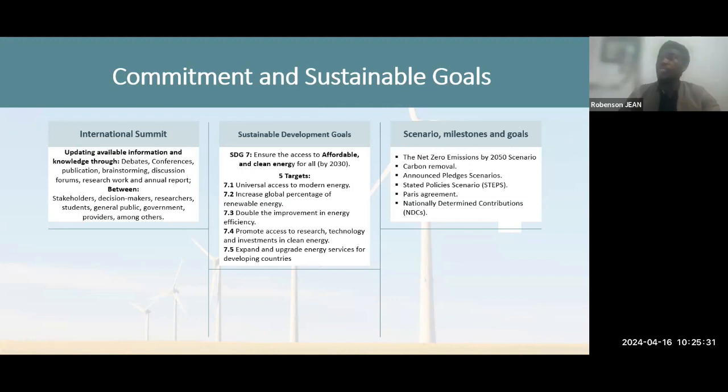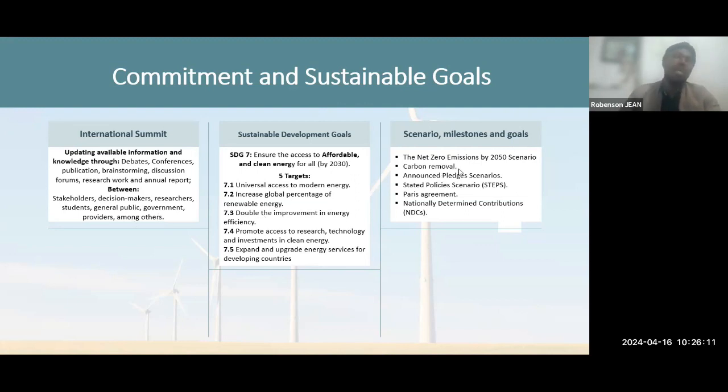For instance, we have the net zero emission by 2050 scenario. This is like a pathway to achieve net zero emission by 2050. So this is not what 2050 will look like, but it gives all of us the possibility to imagine or to consider the future where we have net zero emission.